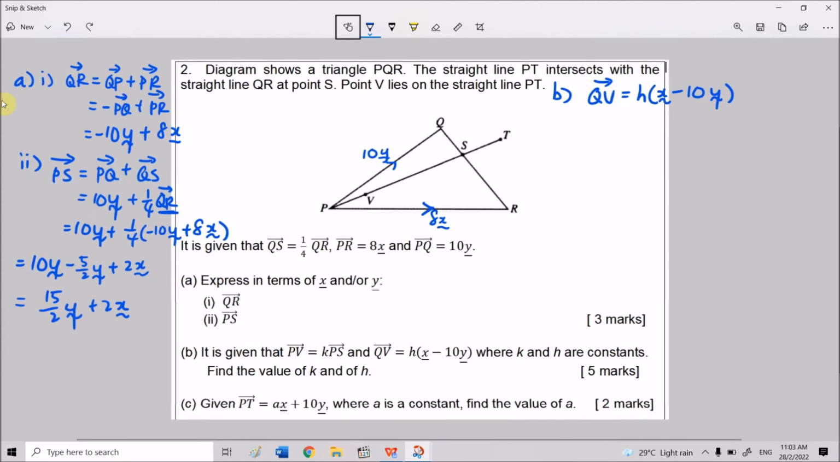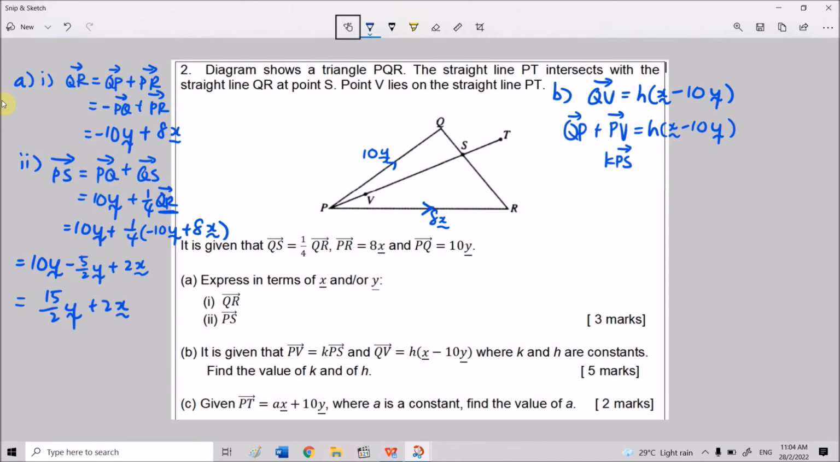So if we can express QV with vector QP plus vector PV, we are now relating this equation to this. We are now relating both of these. So you see, QV equals QP plus PV. So it's written here. Okay, I write the other side here. And then, given that vector PV equals k PS, I can substitute this vector PV with k vector PS.